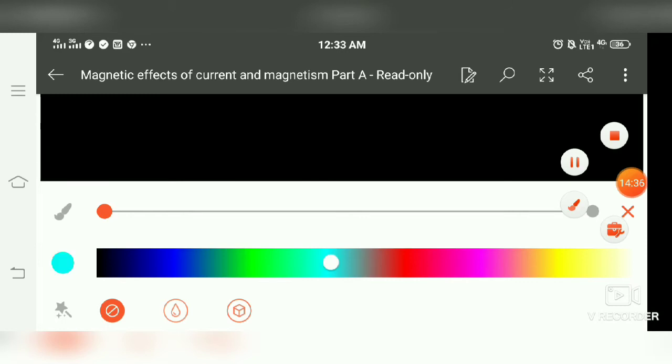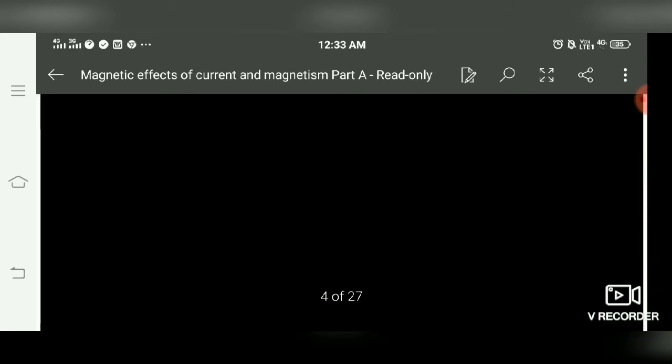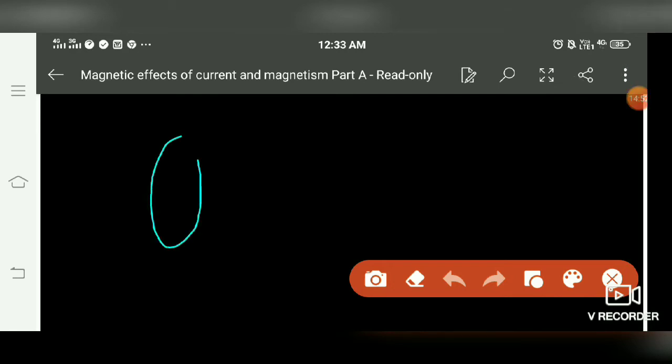A loop is there, which appears to be like this. This is a circular loop, perpendicular to this plane. Let this be the center of the loop, and this is the axis passing through the center of the loop.